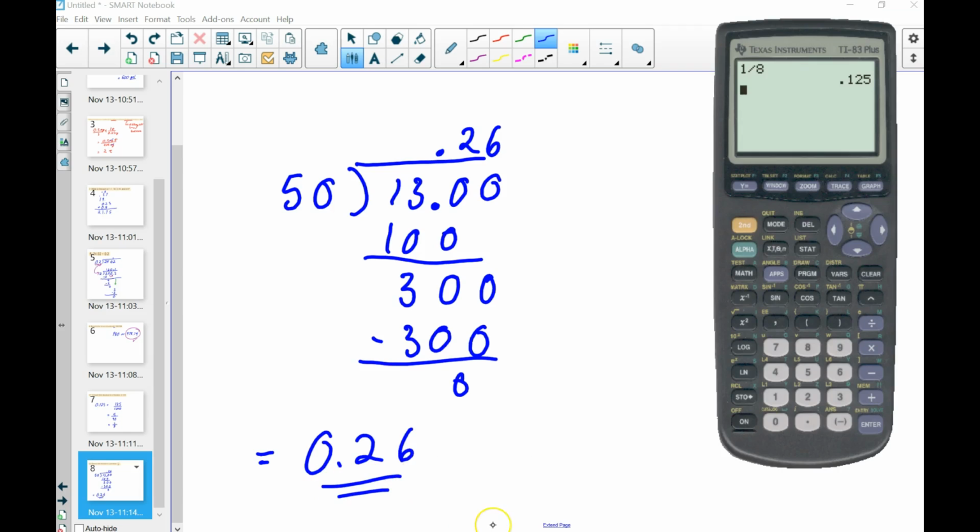And if I did my calculator just to double check, if I went 13 divided by 50, 0.26.